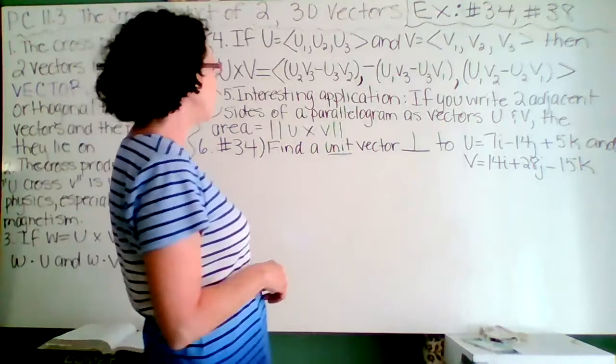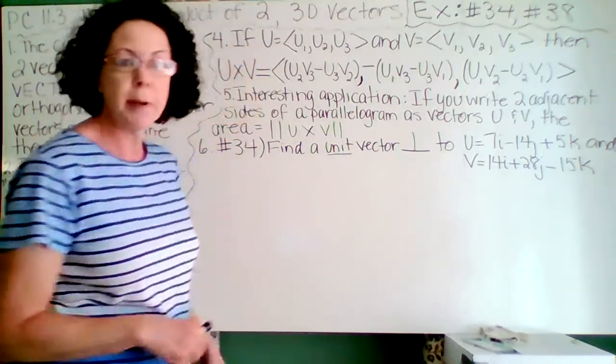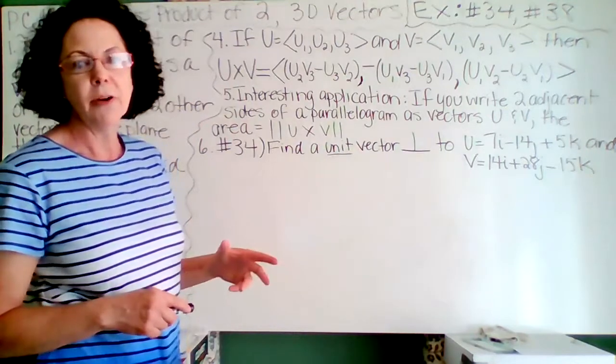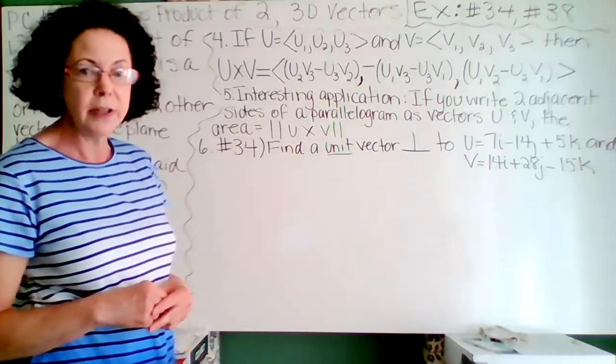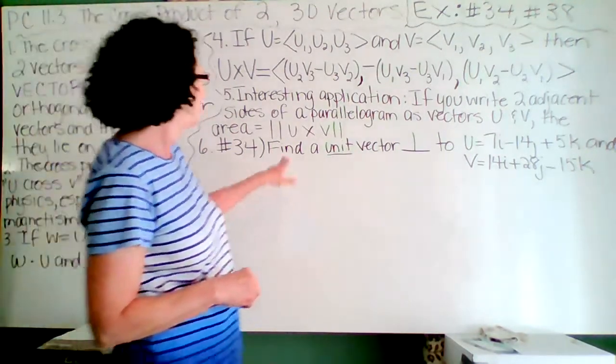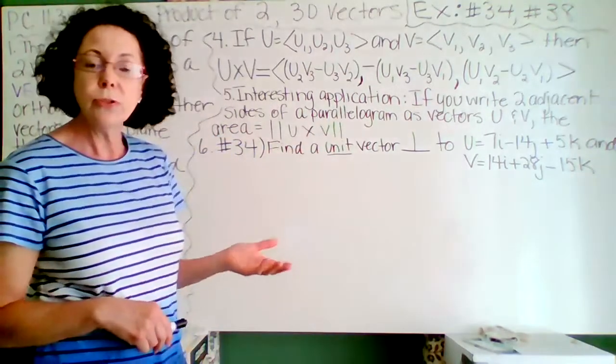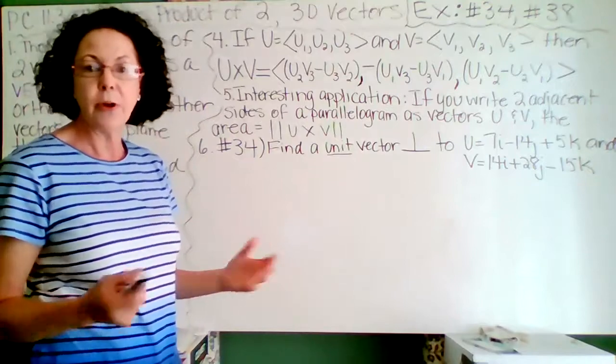Now, an interesting application: if you have a parallelogram and you write 2 adjacent sides of that parallelogram as the vectors U and V, then if you do U cross V and take the magnitude of that, you do get the area of that parallelogram.